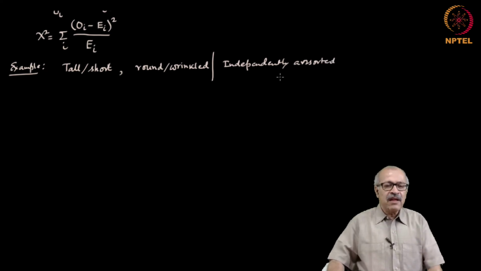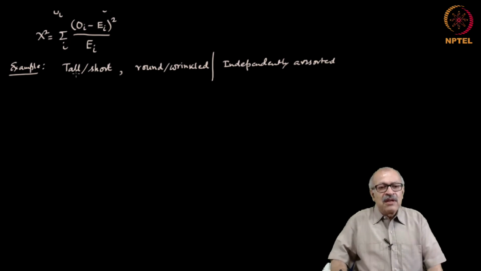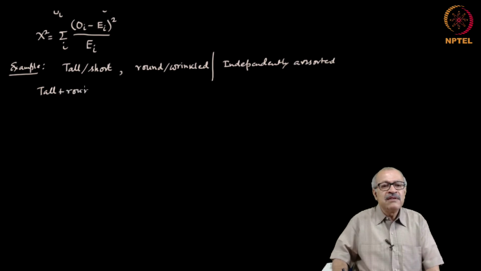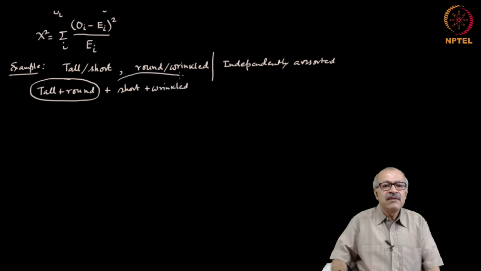Then, if you cross a tall variety with round seed, with short plus wrinkled seeds, then in the first generation they are all tall plus round seeds.